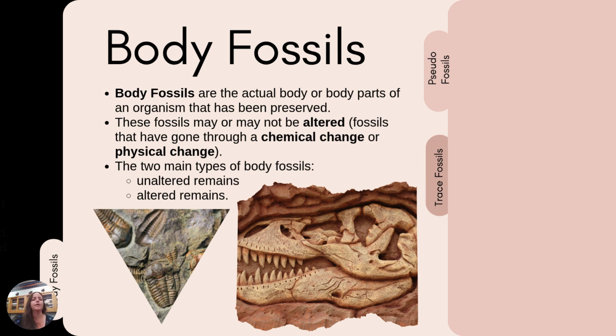Okay, so there's 2 main types of body fossils that we see. We see unaltered remains and altered remains. And when we get to modes of preservation, you'll see what altered versus unaltered looks like.